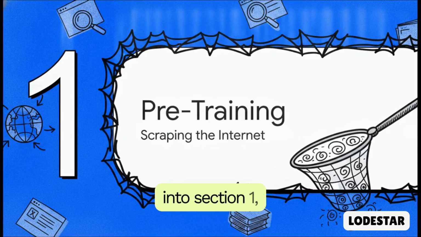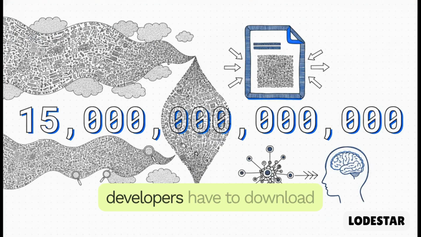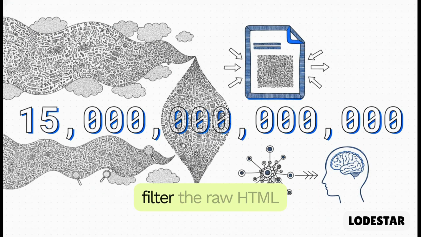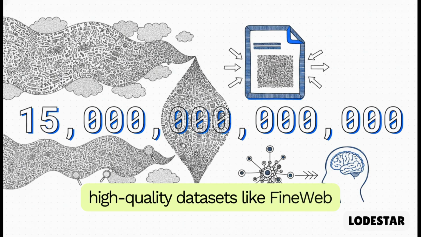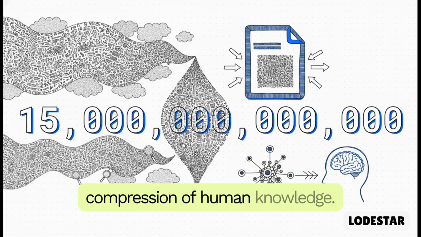Let's jump right into section 1, pre-training the base model, or how we go about scraping the internet. So to build that initial base model, developers have to download and aggressively filter the raw HTML of the internet. They're basically weaving this massive tapestry of text data. To put this in perspective, high-quality datasets like FineWeb contain roughly 15 trillion tokens. 15 trillion! It's all packed into what ultimately becomes a 44 terabyte lossy zip file. It is a massive, incredibly aggressive compression of human knowledge.